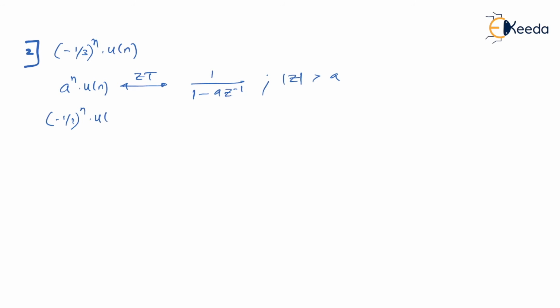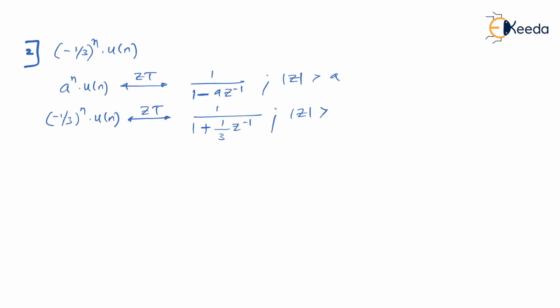So the second problem says it is (minus 1 by 3) to the power n u of n. So we know that a to the power n u of n has z transform as 1 upon 1 minus a z inverse, where mod of z is greater than a. This is the formula. I'll take this as a standard formula now. Now it is (minus 1 by 3) to the power n u of n. Then it will have z transform as 1 upon 1. We have a negative sign here, but the value of a is negative. Then it will become 1 plus 1 by 3 z inverse, where mod of z will be greater than a.